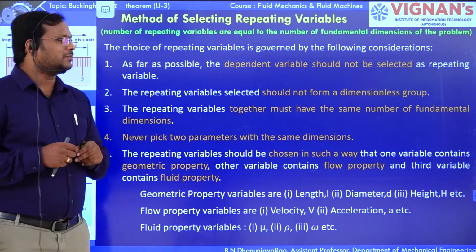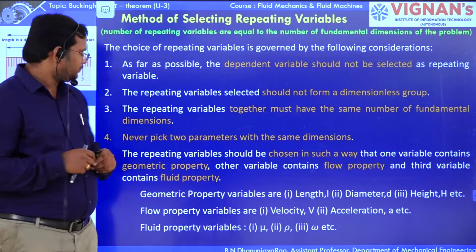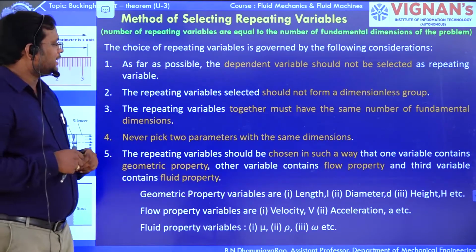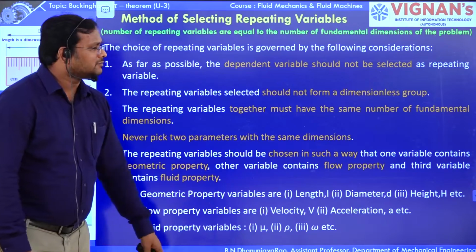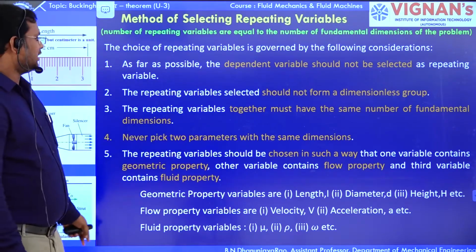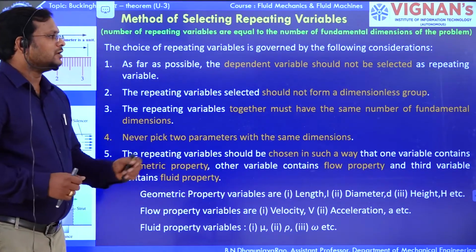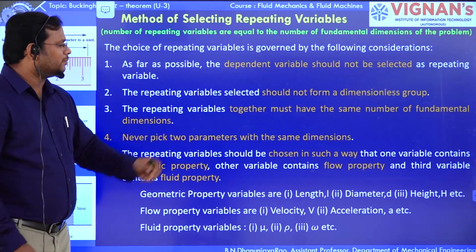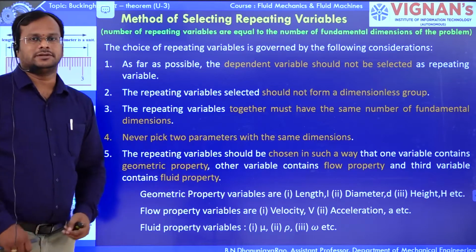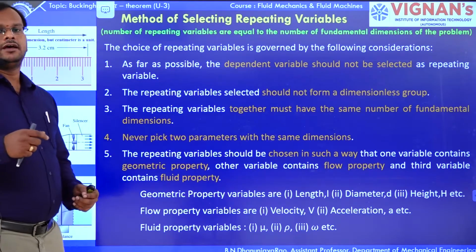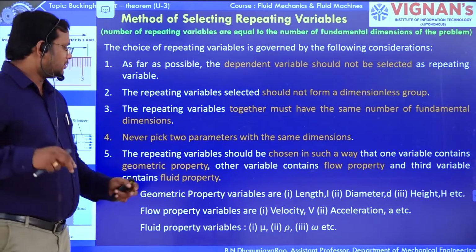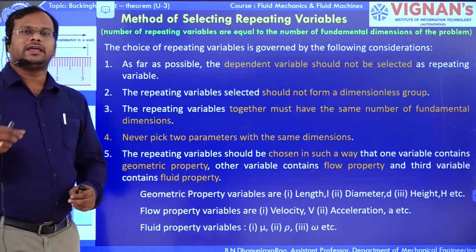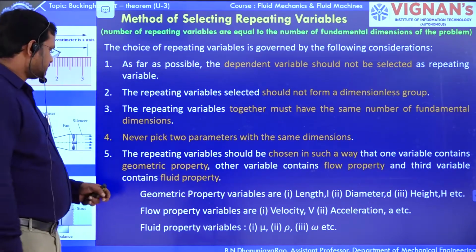Definitely, the repeating variables should not form a dimensionless group. Point number 3, the repeating variables together must have the same number of fundamental dimensions. Point 4, never pick two parameters with the same dimensions. We cannot pick parameters with the same dimensions.